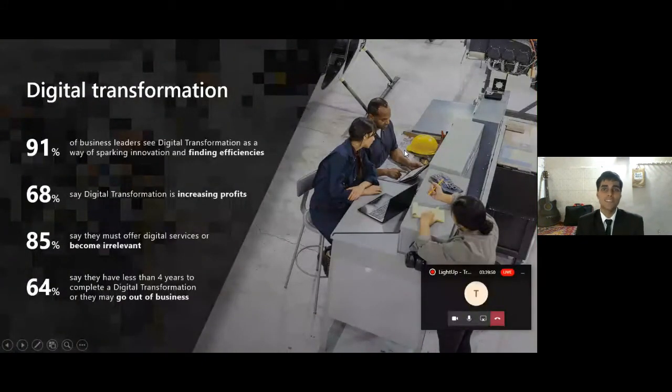So digital transformation. Now this is a very interesting topic because Microsoft has been regularly working on this part, and it has contributed a lot to the digital society, digital world. 91% of business leaders see digital transformation as a way of sparking innovation and finding efficiencies. 68% say digital transformation is increasing profits, and 85% may say that digital services are becoming irrelevant, and 64% say that there is less than 4 years to complete a digital transformation for a business to go on. So these are some stats that I could gather, and probably how Microsoft's M365 is contributing to this. We'll connect it in the later slides.